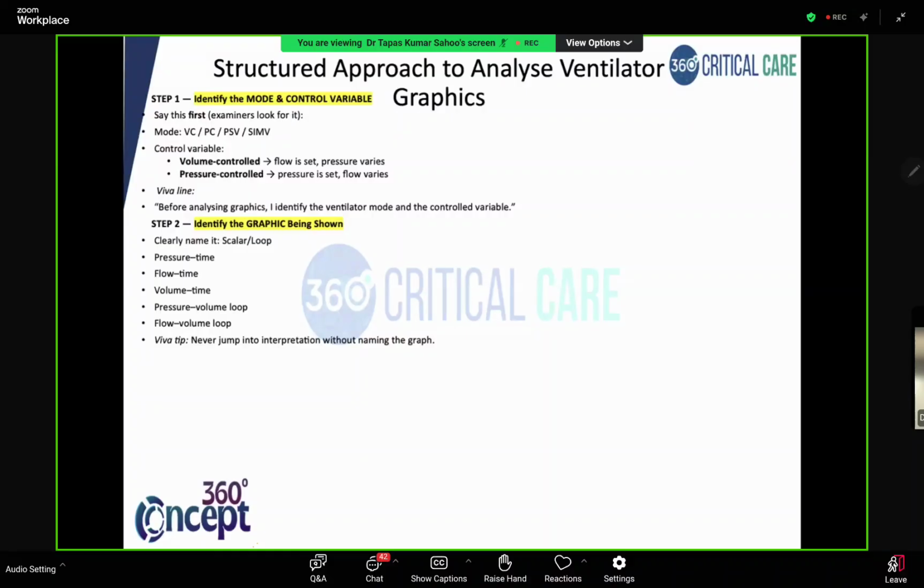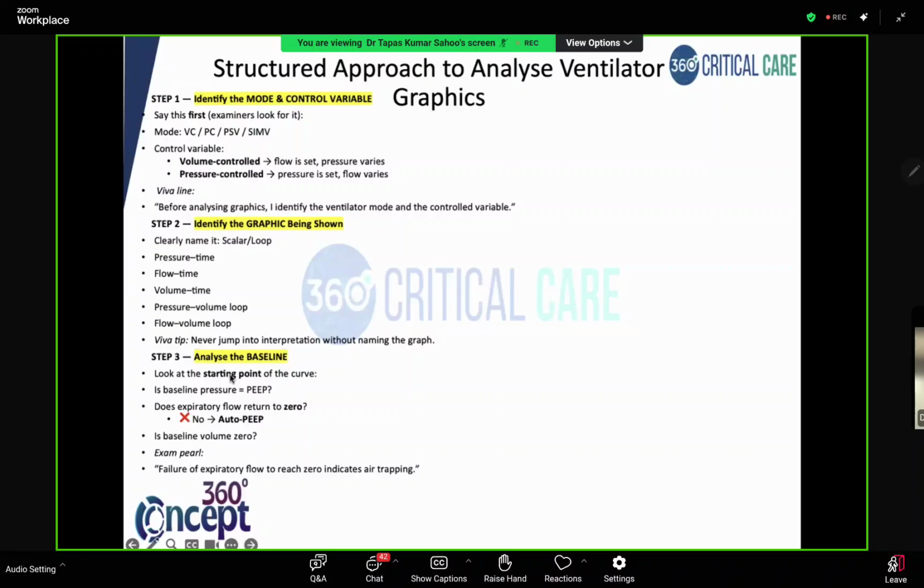So you will be expected to identify the graphic, clearly name whether it is a scalar or a loop, and again, in the scalar, whether it is pressure-time, flow-time, volume-time, pressure-volume loop, or flow-volume loop. Never jump into the interpretation without naming the graph. The examiner may sometimes feel that you are just bluffing by looking at the picture, but you do not actually have a structure in your mind. So that is very important. If you start in a structured way, even if it is difficult, you will reach the correct conclusion. Are you getting it?